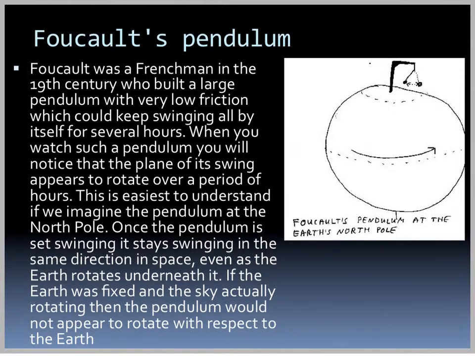Once the pendulum is swinging, it stays swinging in the same direction in space, even as the Earth rotates underneath it. If the Earth was fixed and the sky actually rotated, then a pendulum would not appear to rotate with respect to the Earth.